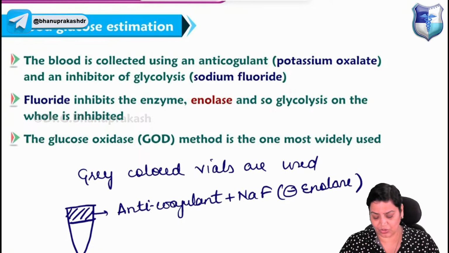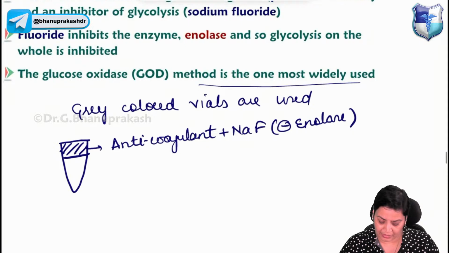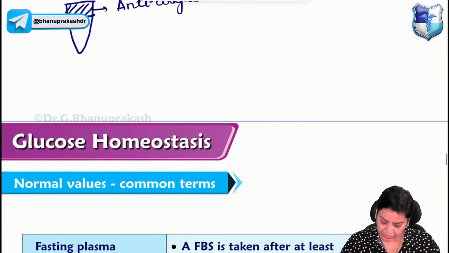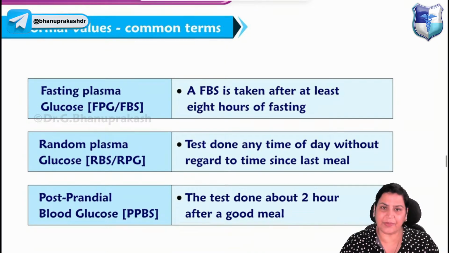And then the glucose oxidase method is the one which is most commonly used for the estimation of blood glucose. Is it clear? Then these are some of the normal values. These are the tests basically.